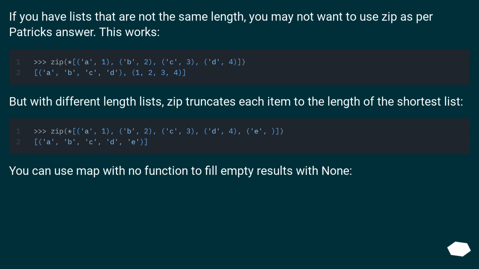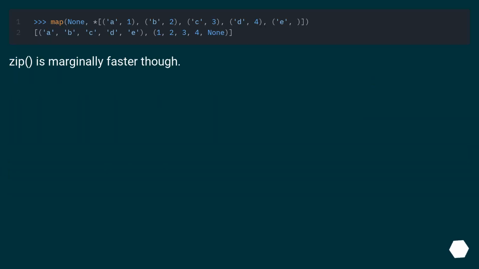If you have lists that are not the same length, you may not want to use zip as per Patrick's answer. This works. But with different length lists, zip truncates each item to the length of the shortest list. You can use map with no function to fill empty results with None. Zip is marginally faster though.